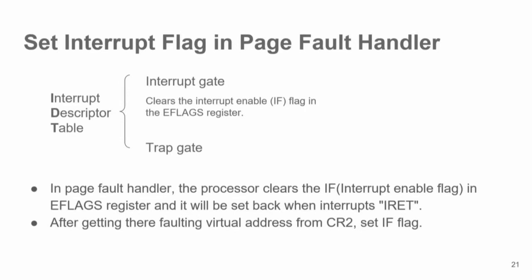We need to set the interrupt flag in the page fault handler, because this is a very interesting and confusing concept. Page fault is an exception, but it's also implemented through an interrupt gate. And we know for Intel, there are interrupt gate, trap gate, task gate, and call gate. But basically, interrupt gate means when a page fault happens, the processor will automatically clear the interrupt enable flag in the EFLAGS register and set it back when the page fault returns.